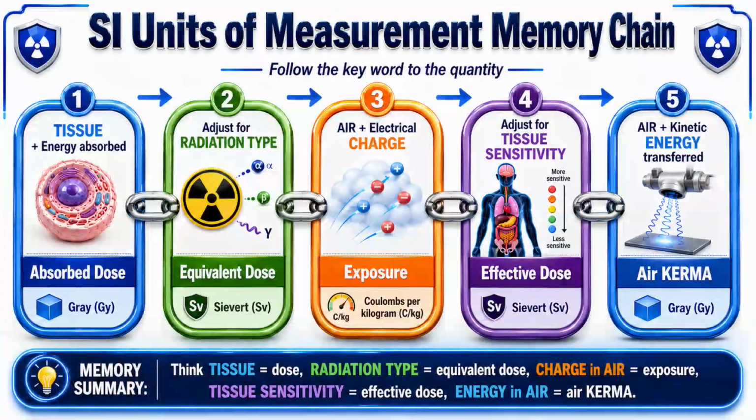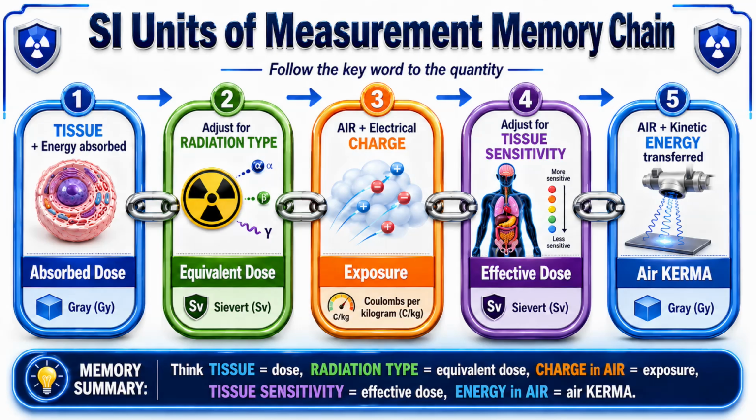All right, let's wrap up by bringing all of the SI units of measurement quantities together with this memory chain I want you to walk away with. Energy absorbed in tissue gives us absorbed dose in gray. Adjust that absorbed dose for radiation type, and we have equivalent dose in sieverts. Measure the electrical charge created in air, and we have exposure that's measured in coulombs per kilogram. Adjust equivalent dose for tissue sensitivity, and we have effective dose in sieverts. Measure kinetic energy transferred in air, and we have air KERMA in gray.